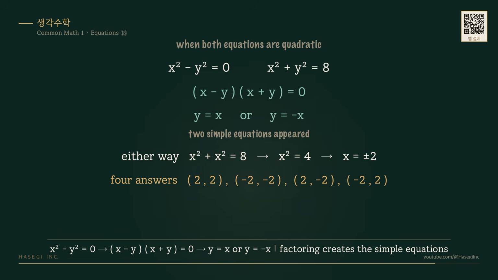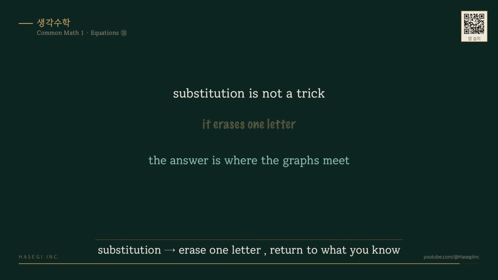Feed each of them in, and x squared comes to 4, so x is plus or minus 2. 4 answers this time. Substitution is not a trick. It is the road back to an equation you already know.